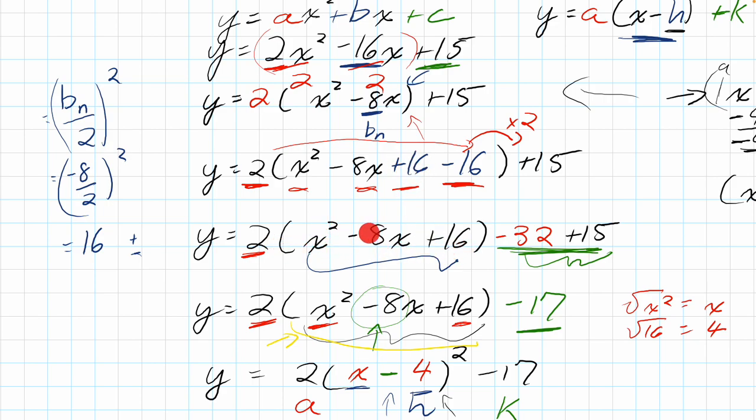This part here, x squared minus 8x plus 16, is known as a perfect square trinomial, which allows us to factor into a single bracket that's squared. So that's the whole point of this algorithm, trying to build this idea. And why build that idea?